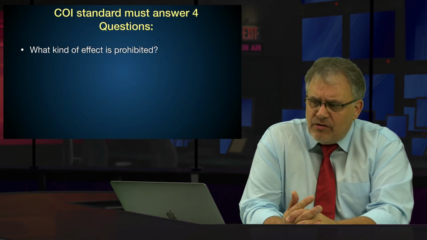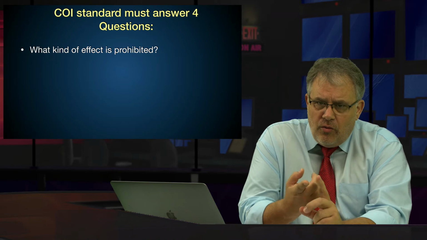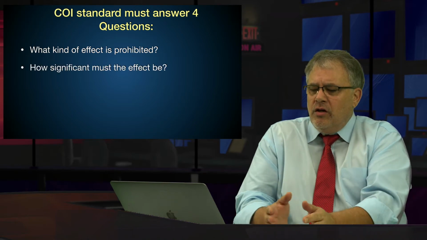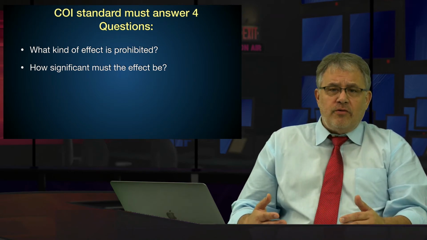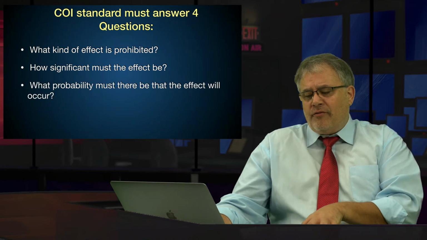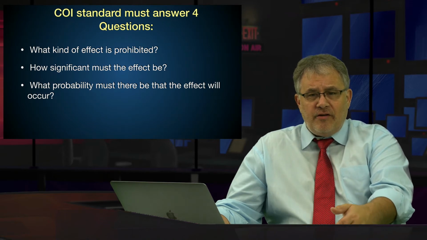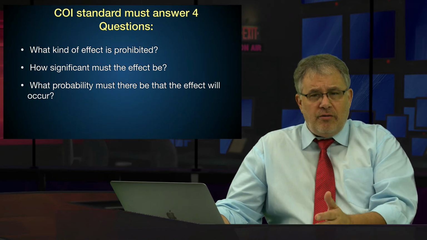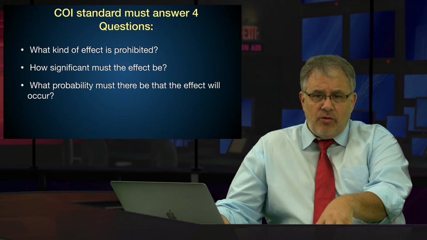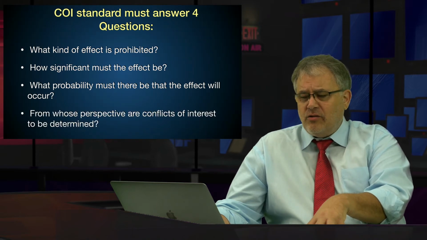So conflict of interest standards require you to answer 4 specific questions. You need to know what effects are prohibited. You need to understand how significant the effect must be to determine whether or not the conflict of interest is valid. You have to understand what probability exists that the potential effect of the conflict of interest will occur. Because some conflicts might be possible, but they're not very likely. Others are almost guaranteed. If I'm representing 2 defendants in the same criminal action, I'm going to have a conflict of interest between the 2 at some point. And that's something that the rules have to take into account.